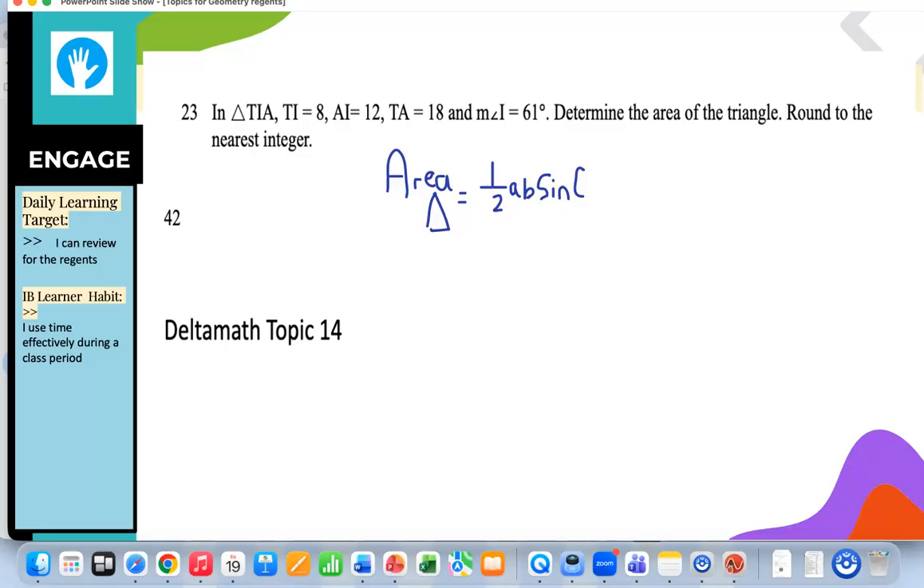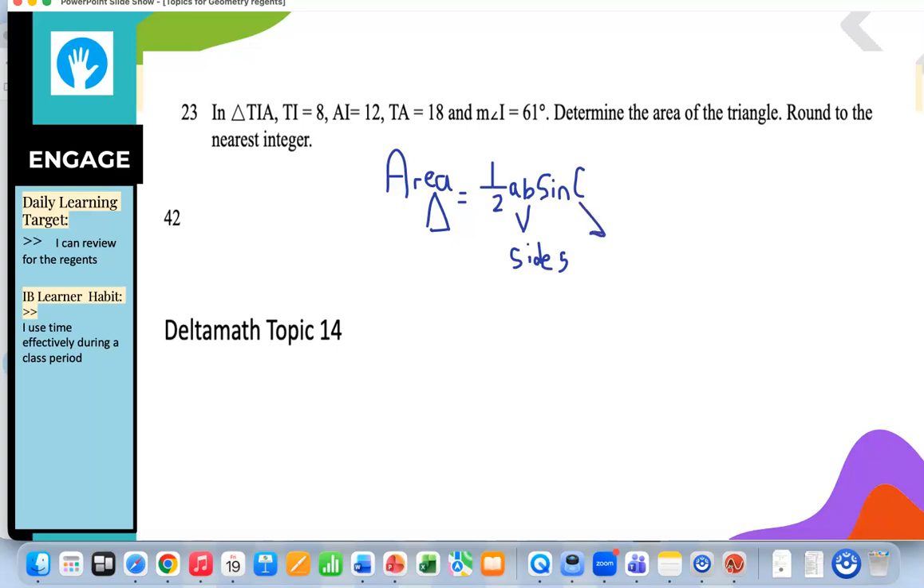So 1/2 AB sin C. This is the formula for the area of any triangle. It doesn't matter what triangle it is. It could be a right triangle, a scalene triangle. It doesn't matter. Anytime you're being asked to find the area of a triangle, this is the formula you can use. A and B represent the sides.